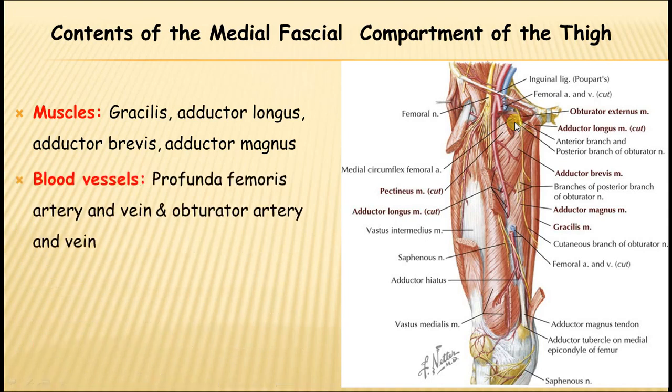Then the blood vessels, mainly the profunda femoris artery, which is going to supply the medial compartment, and the nerve of the medial compartment is the obturator nerve. These are the structures present in the medial compartment of the thigh. So mainly the muscles, then the blood vessels, the profunda femoris artery, and the upper part will be supplied by the obturator artery, and then the nerve is the obturator nerve. We are going to discuss these structures one by one.